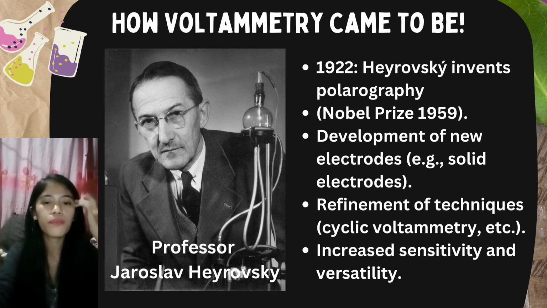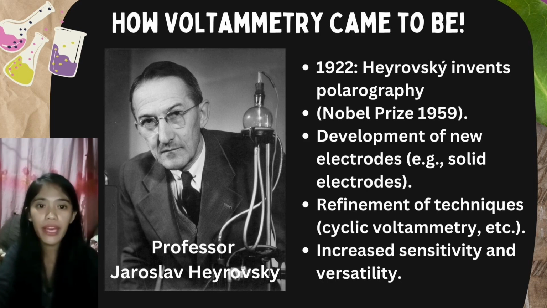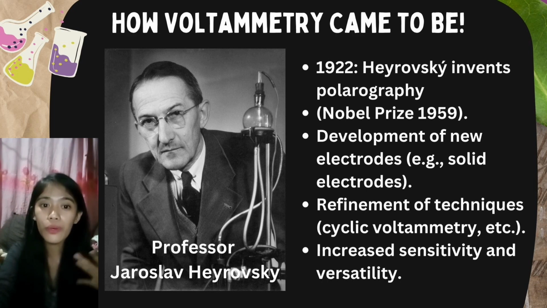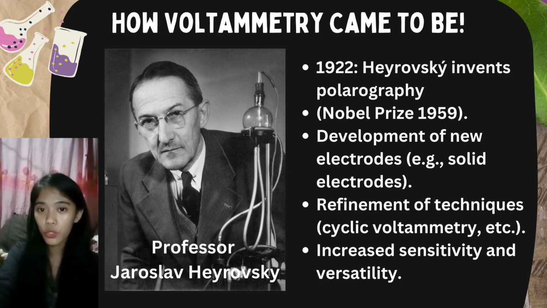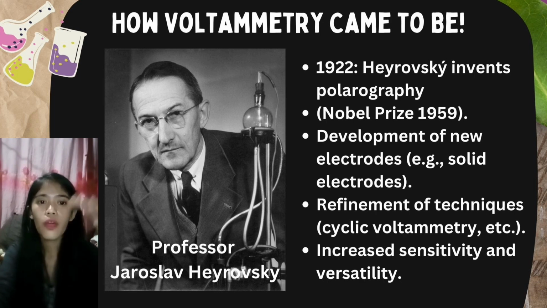Over the years, scientists kept working to make voltammetry even better. They realized that mercury, while useful, also had some limitations. So researchers started to develop different kinds of electrodes. They used solid materials like platinum, gold, and carbon. These new electrodes opened up many more possibilities.